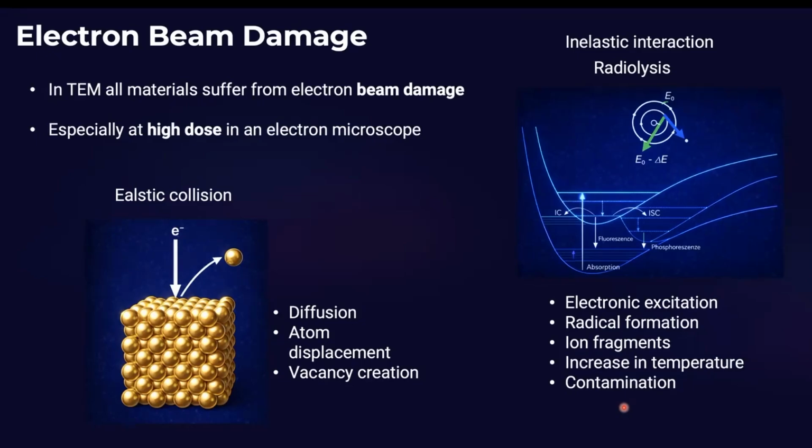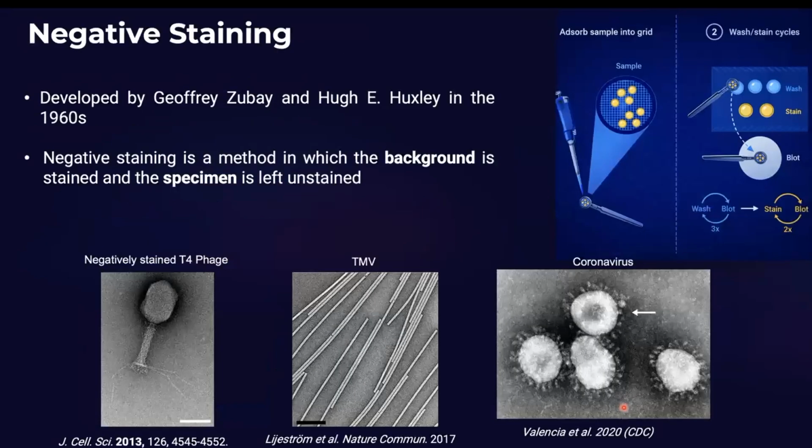However, this limitation can be overcome by using negative staining. It's a process in which the specimen or the object that you're looking at appears light while the background appears dark. This procedure utilizes heavy metal stains such as uranyl acetate or formate. This will give you a rather good image.